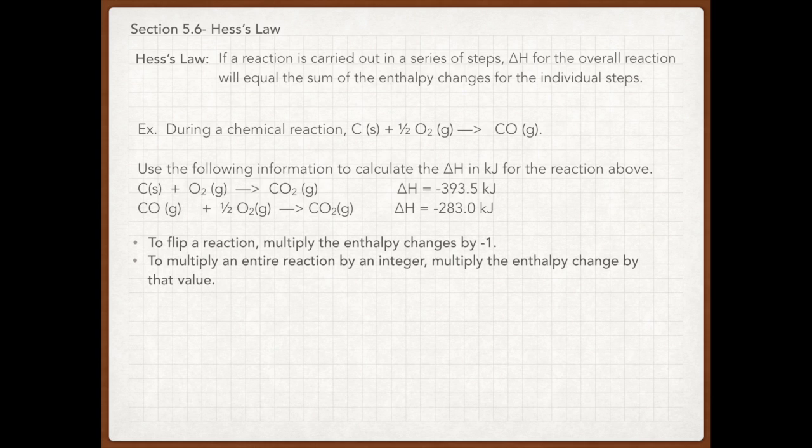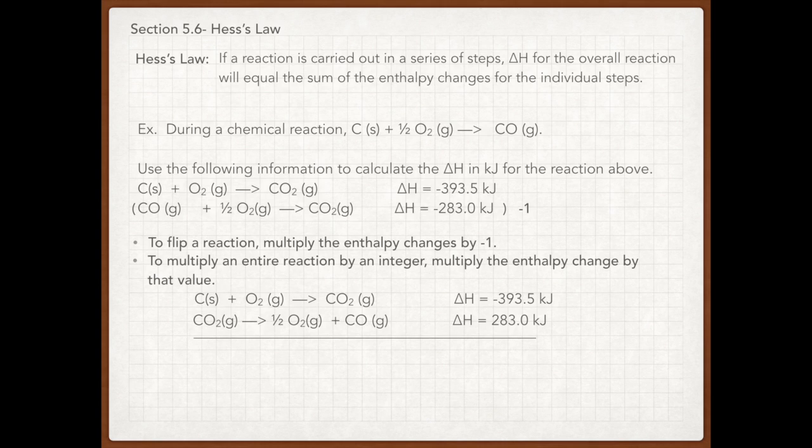So for this problem, as I noted, I want the carbon monoxide to be on the product side and the carbon dioxide to be on the reactant side so that it'll cancel out with the carbon dioxide in the reaction above. So I'm going to multiply that entire reaction by -1. And so what that creates, I'm going to rewrite it below. I still have my original reaction above. I haven't changed that enthalpy at all, but I flipped the bottom reaction. So it's going to be carbon dioxide producing oxygen gas and carbon monoxide. And notice I also multiplied my enthalpy change by -1, so now it's 283.0.